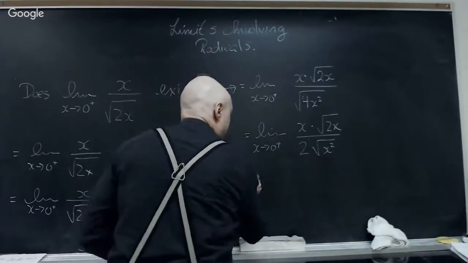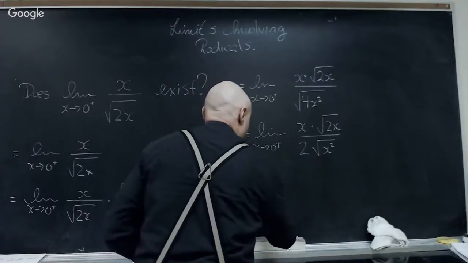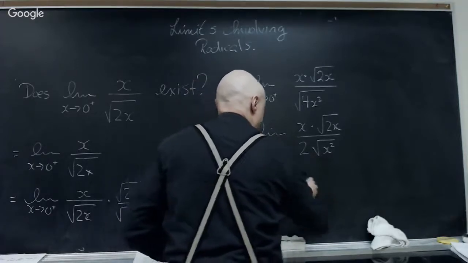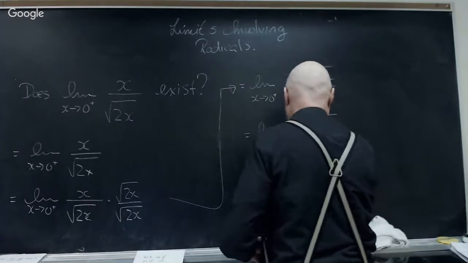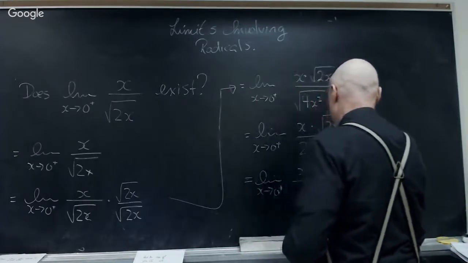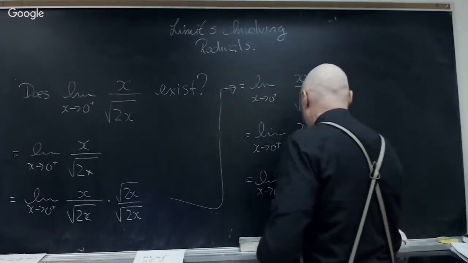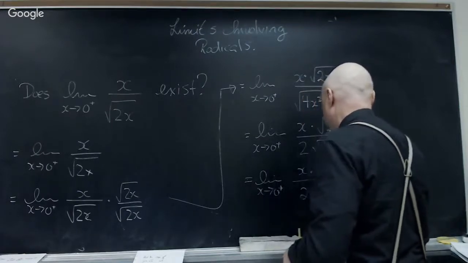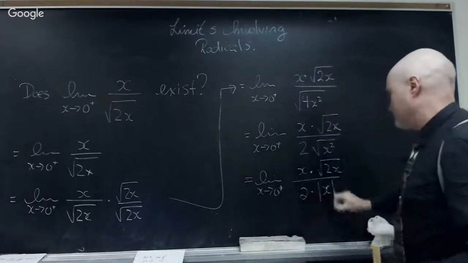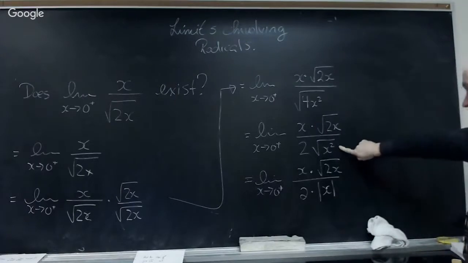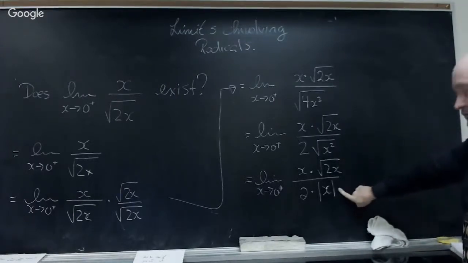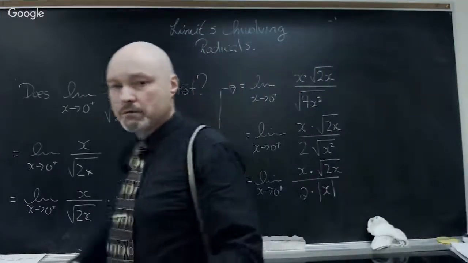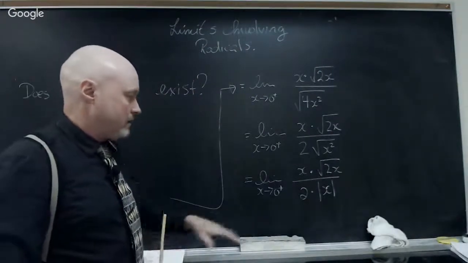And so normally, in order to be careful about this, we would say this is equal to the limit of x times the square root of 2x over 2 times the absolute value of x, okay? Because square rooting this thing squared actually turns it into the absolute value of x. And so that would be the normal way we worry about that.